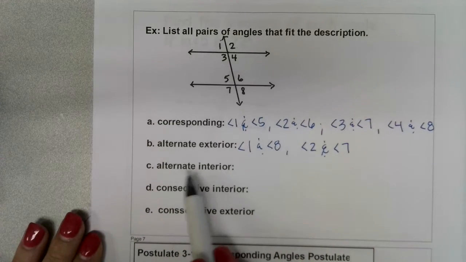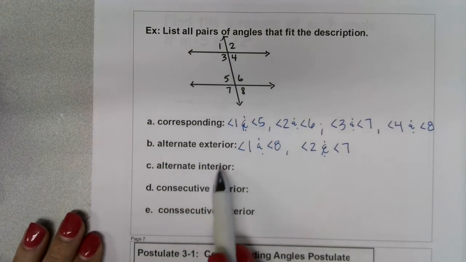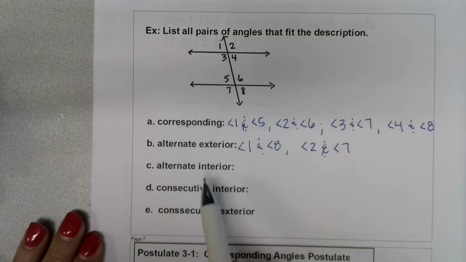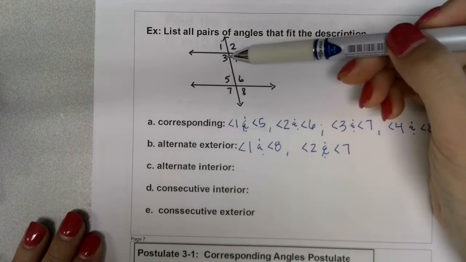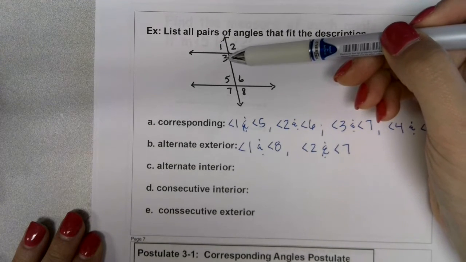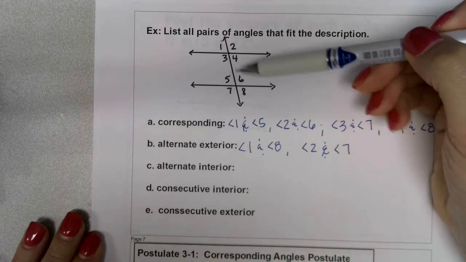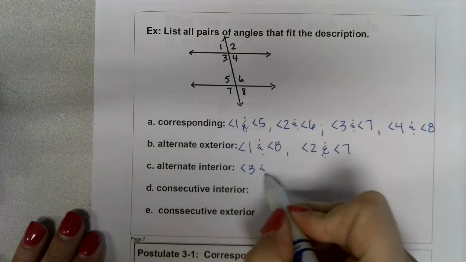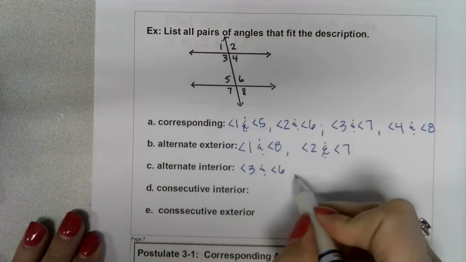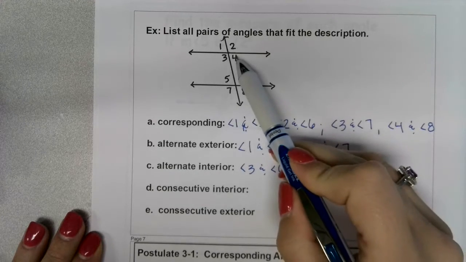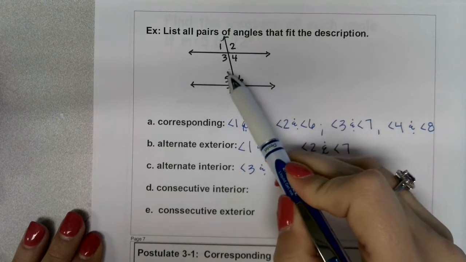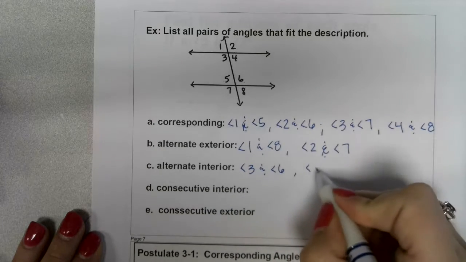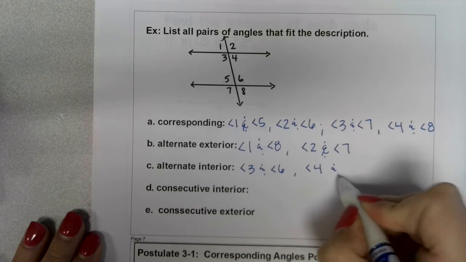Okay. On that same note, except moving to the interior, we're going to find angles that are opposite the transversal on the inside of our lines. So if I start with 3, the opposite angle on the inside is 6. So angle 3 and angle 6 are alternate interior angles. And if I look at angle 4, angle 5 is opposite of the transversal and would be the alternate interior angle for angle 4.